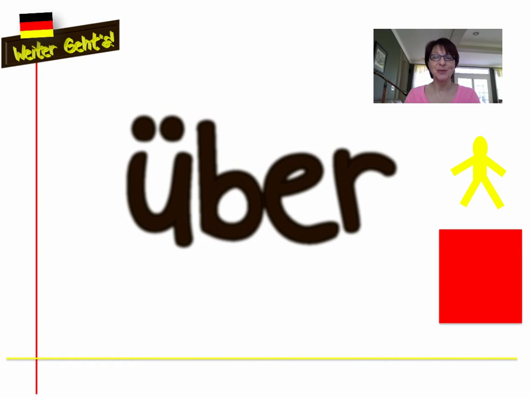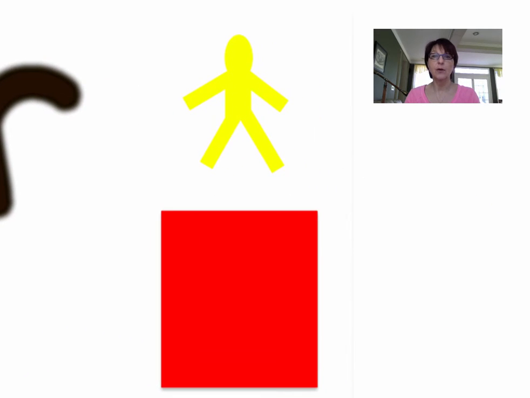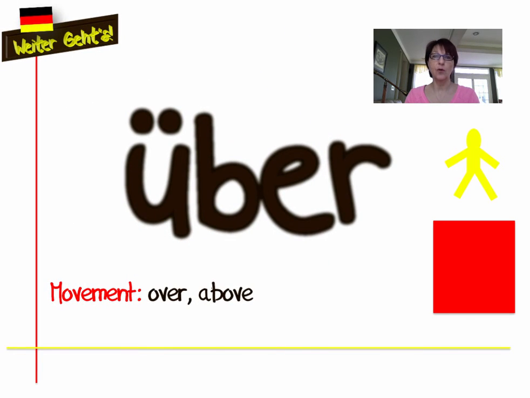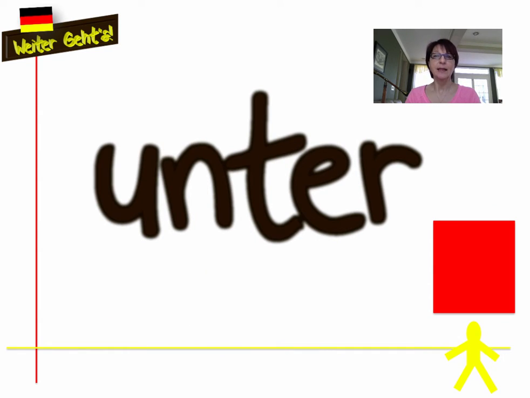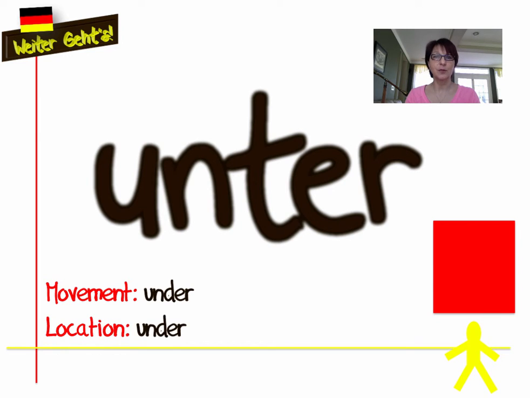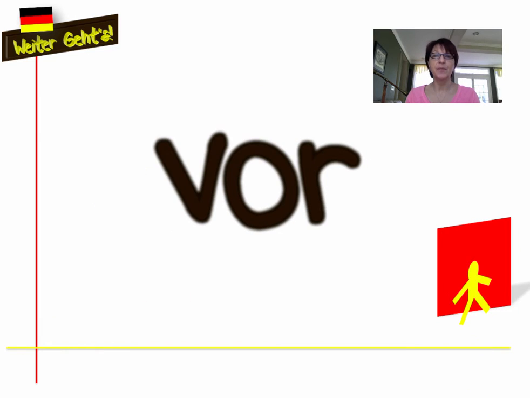Our next preposition is über. Über means that a person or an object is above or moving above something else. In English, we express the movement by using over or above, and the same thing with the location, over or above. Next preposition is unter. That's a cognate, easy to remember, in English, meaning under, both to express the movement and the location.